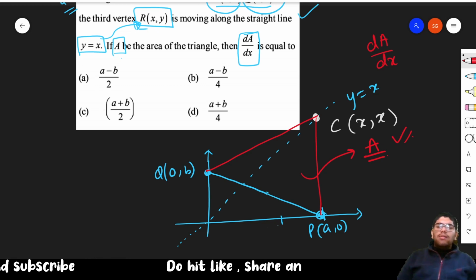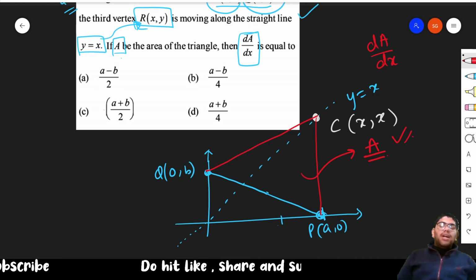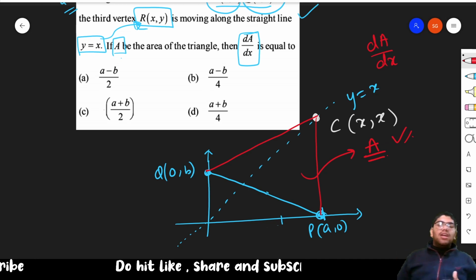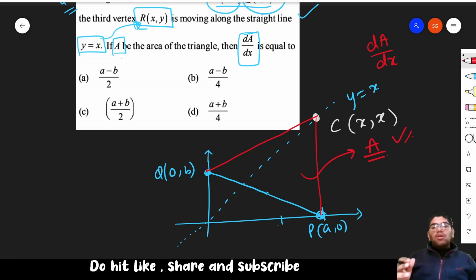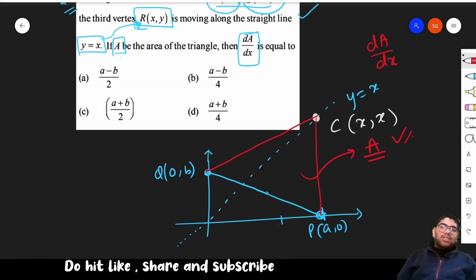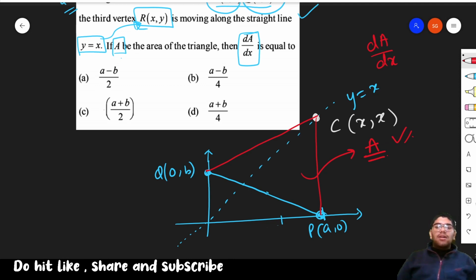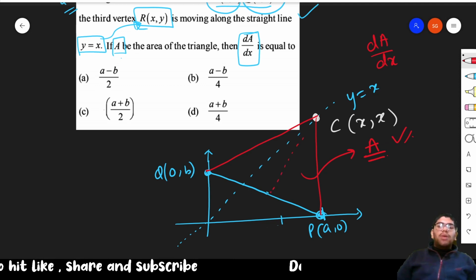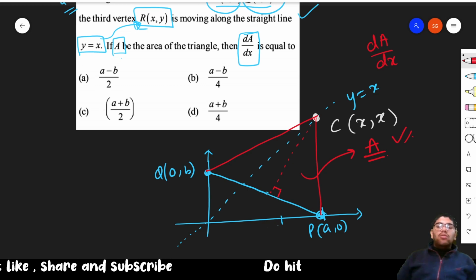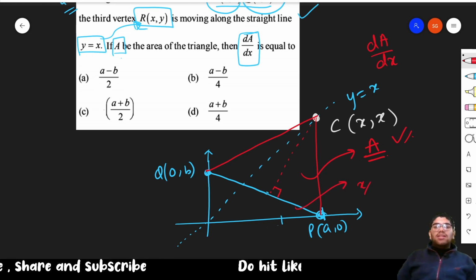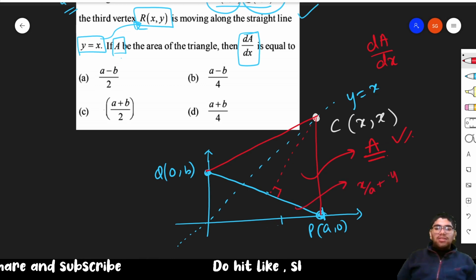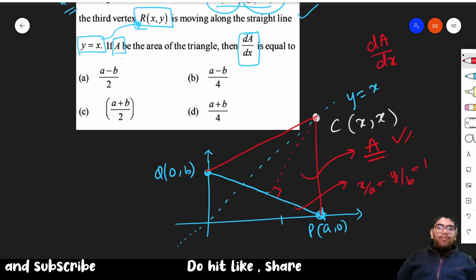So I'll be going to apply that only, but the way of calculating area can vary. You can use a 3 coordinate system, or you can use half base into height. Particularly I find half base into height much easier because I can actually find this perpendicular distance, because I know the equation of this line, and that is x by a plus y by b is equal to 1.